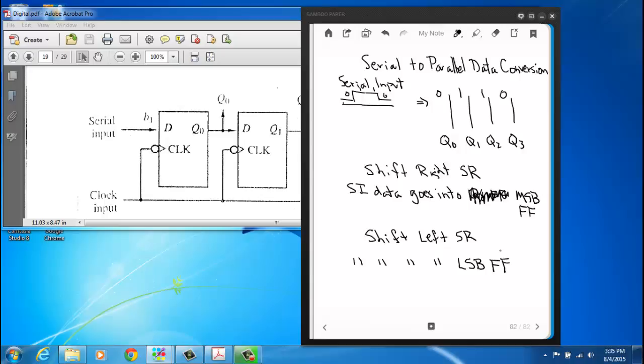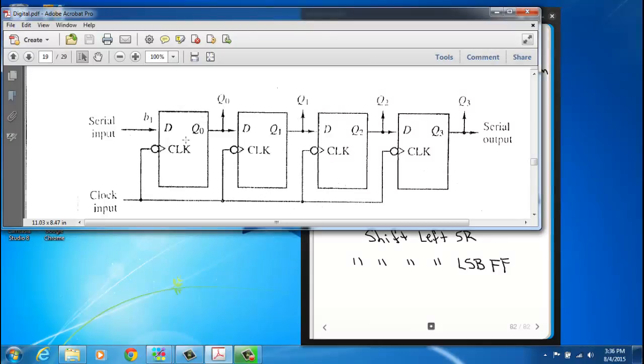Okay, so in this diagram, if we made Q0, if we made this flip-flop the most significant bit, and it's the designer who decides which bit is most significant and which is least significant, which flip-flop's holding the most significant bit and which flip-flop's holding the least significant bit. So if we say this flip-flop right here that's got the Q0 output is our most significant bit, well then this would be a shift right shift register, right? Because the serial input is coming into the most significant bit.